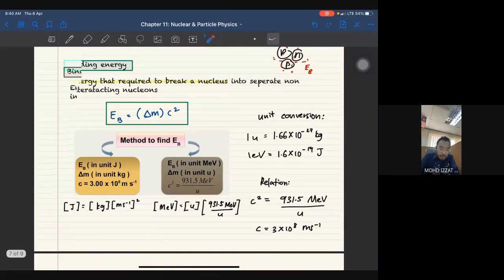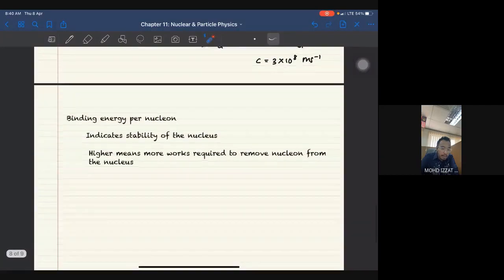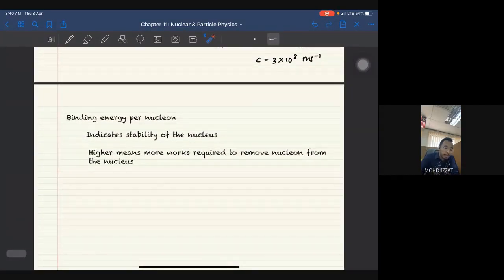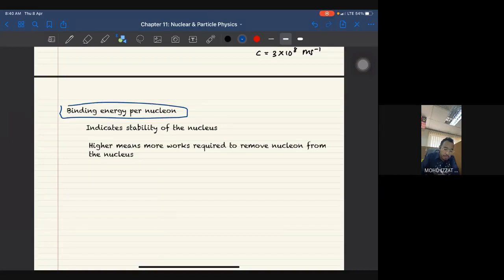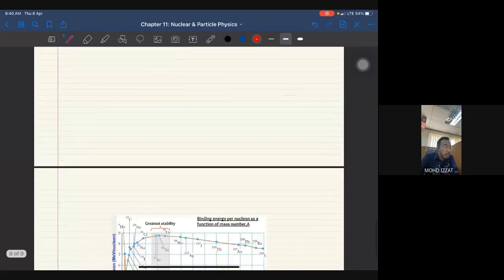Okay, next one is binding energy per nucleon. Tadi binding energy, this one is binding energy per nucleon. So basically just divided by numbers of n dia sebenarnya. Okay, it indicates the stability of a nucleus. So the higher the binding energy per nucleon means more work required to remove nucleon from the nucleus.